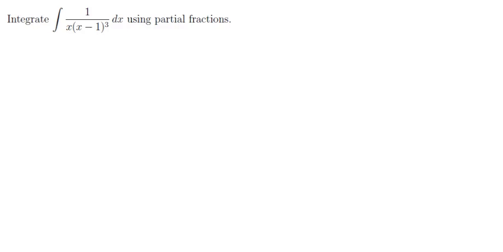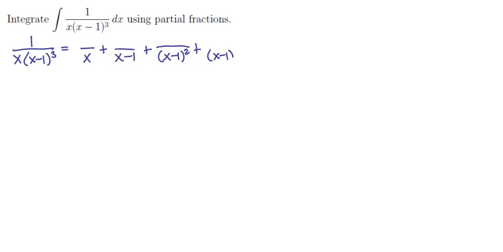Integrate 1 over x times x minus 1 quantity cubed using partial fractions. So let's get the partial fractions expression for the integrand. Notice that the bottom has been pre-factored. So we're going to have an x term, an x minus 1 term, and then because it's repeated 3 times, an x minus 1 squared and an x minus 1 cubed term.